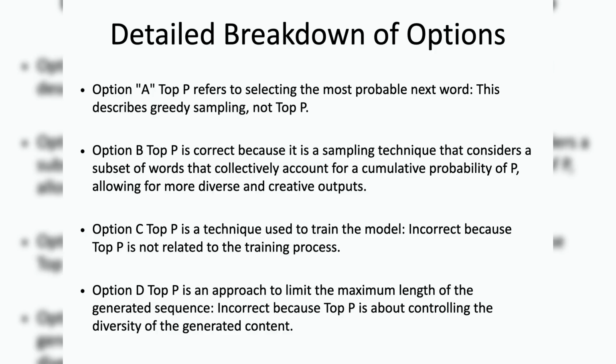Option C: top P is a technique used to train the model. This statement is incorrect because top P is not related to the training process. It's a sampling technique used during the generation phase, not during training. Option D: top P is an approach to limit the maximum length of the generated sequence. This is incorrect because top P is not about controlling the sequence length, but about controlling the diversity of the generated content by filtering out words based on their cumulative probability.